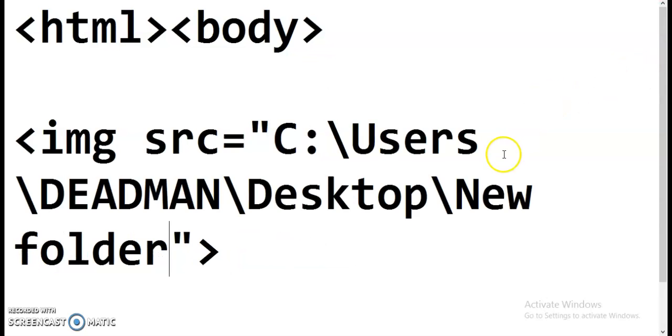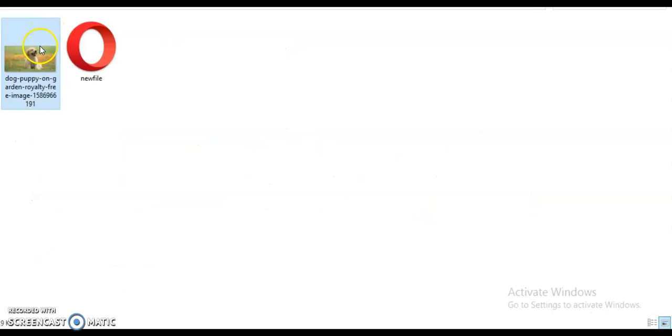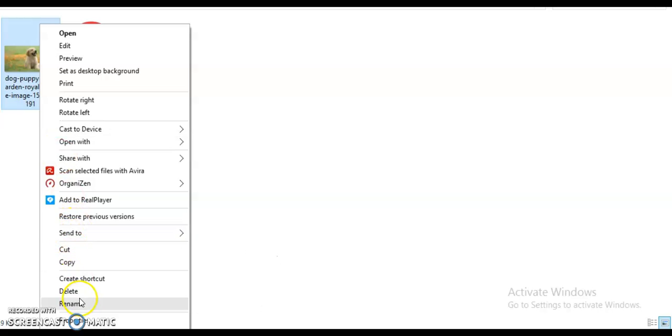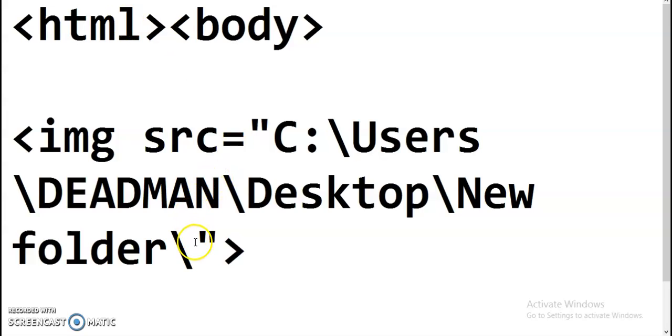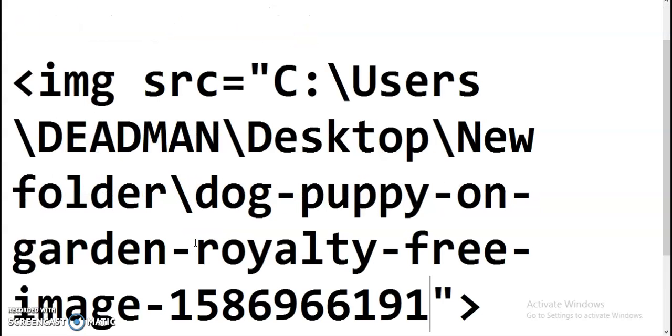And after the complete location, here you're going to add a backslash. And you're going to copy paste the name of the file with the extension. So let's go to the file location once again and click on the file and click on rename. And let's copy the name of the file. And when we come here, after the backslash, you're going to copy paste the name of the file.